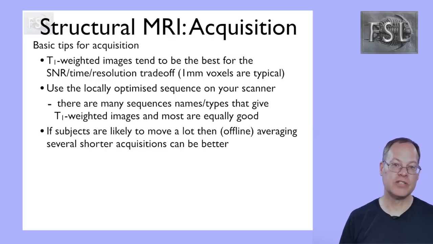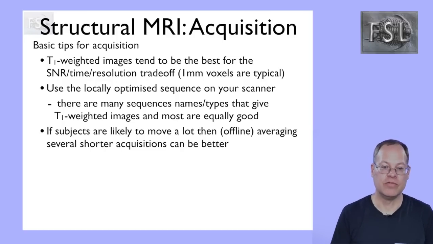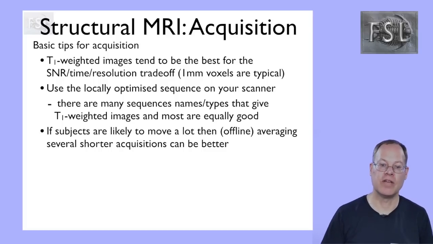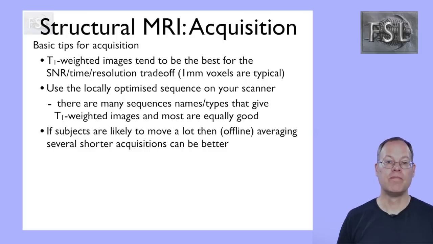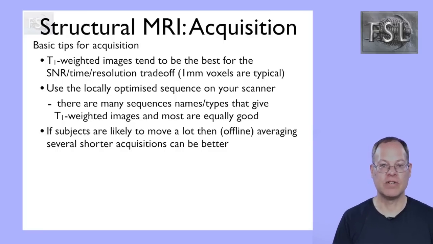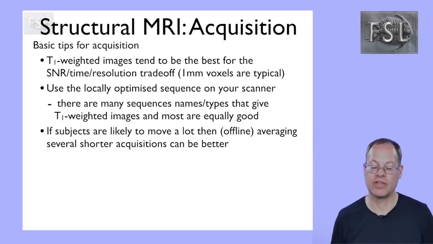If you've got a population where you know that you can't stop movement, so it might be a very elderly population, might be a sick population, might be a very, very young population, there's a limit to how good the scans you can get are. But what you want to avoid is the situation where you're doing a 10-minute scan and that participant has moved badly in the middle of it and you have to throw the whole thing away.